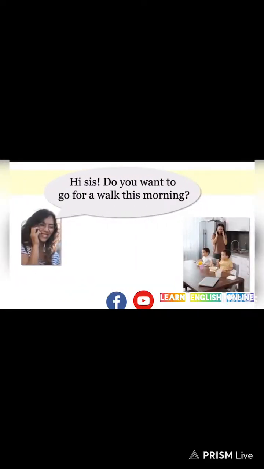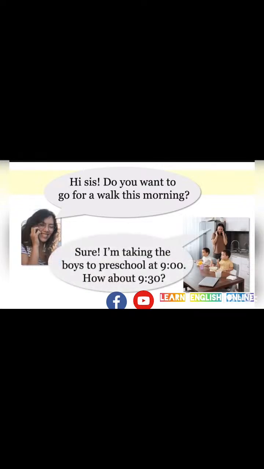And here, one sister calls the other, "Hi sis, do you want to go for a walk this morning?" And her sister answers, "Yes, I'm taking the boys to preschool at 9. How about 9:30?" And she uses 9 o'clock, a specific time, to show that's her plan, even though she uses the present progressive.